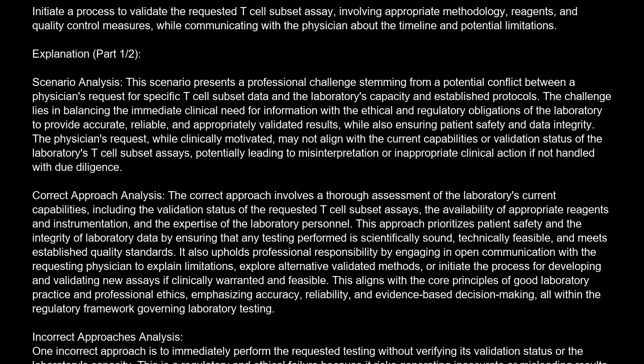It also upholds professional responsibility by engaging in open communication with the requesting physician to explain limitations, explore alternative validated methods, or initiate the process for developing and validating new assays if clinically warranted and feasible. This aligns with the core principles of good laboratory practice and professional ethics, emphasizing accuracy, reliability, and evidence-based decision-making, all within the regulatory framework governing laboratory testing.